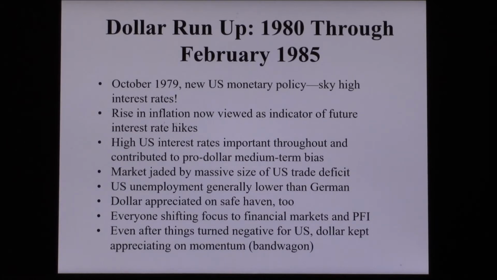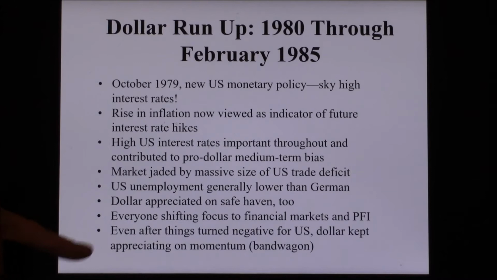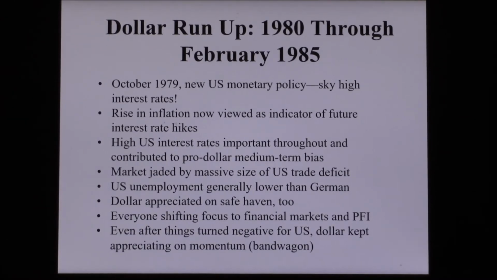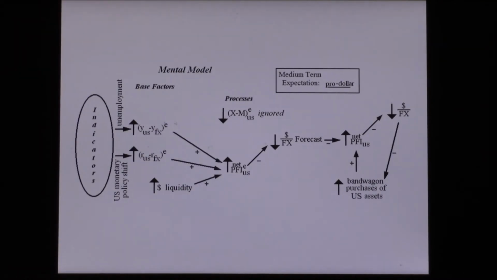And this is a period when international trade, which had already been becoming less important in the currency market since the end of the war, gives way to a massive shift towards financial capital dominating international transactions. And then even after things turned negative for the U.S., the dollar just kept on going up on momentum, on bandwagon. So what's it going to look like here?